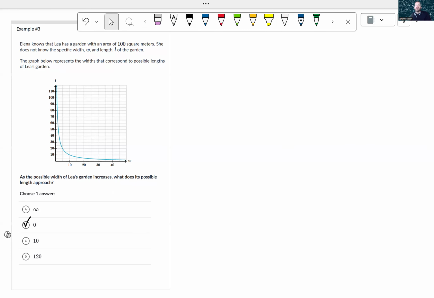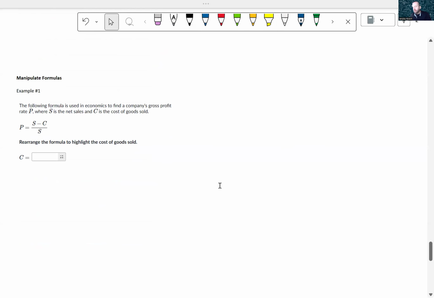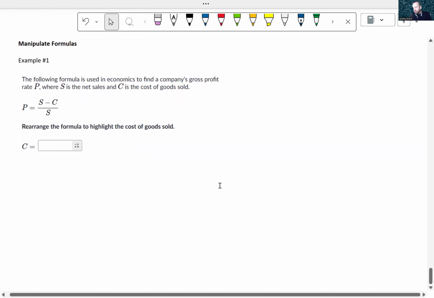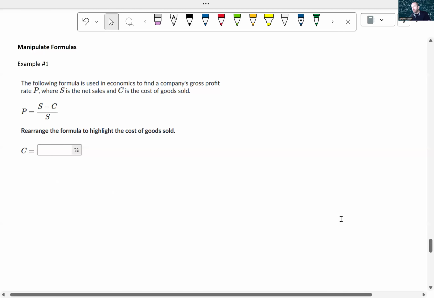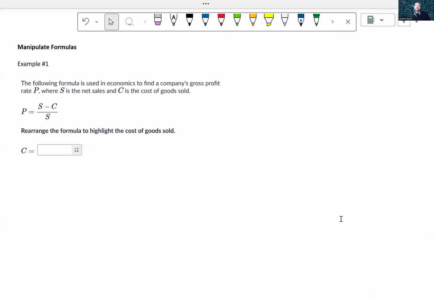Okay, so our next section is on literal equations, and we have to know how to manipulate formulas with literal equations when we have multiple variables. This says to rearrange the formula and solve for C. And it gives us what the formula represents in terms of profit, net sales, and cost of goods sold. But if we just look at the main part here, it just says to solve for what C equals, given that P equals S minus C over S.